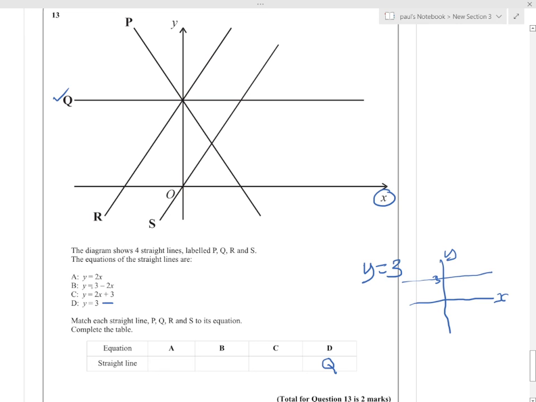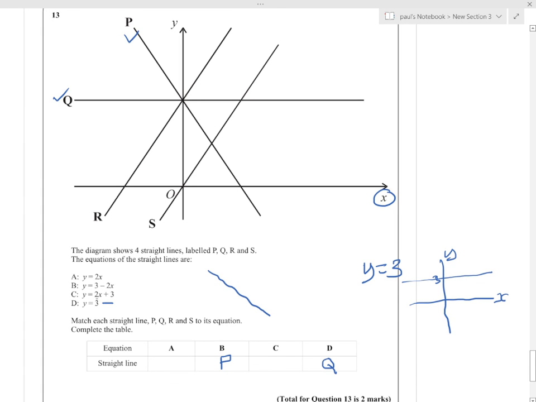Okay, done that. Now, this one, B, y equals 3 minus 2x. Now, minus 2x means it's a negative gradient. So this one has got to be going downhill. And the only one going downhill is P. So B is P. Right, so we've got that one. So now we've only got these two to go through.